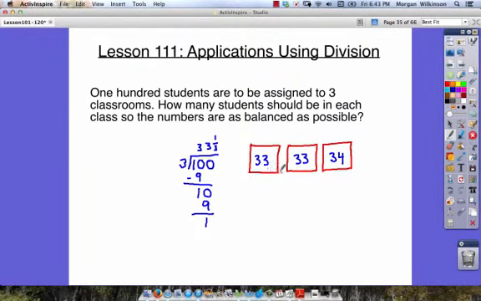So if we added those up, that would be a grand total of 100. That would be all of our students. This is as balanced as it can possibly be, because we can't have 1/3 of a student in each of 3 classrooms. Let's look at another problem.